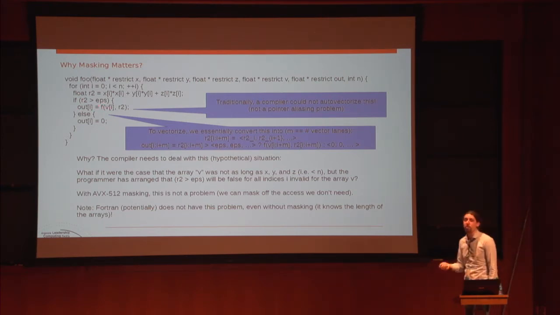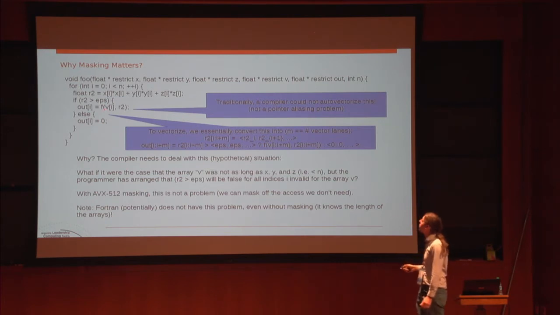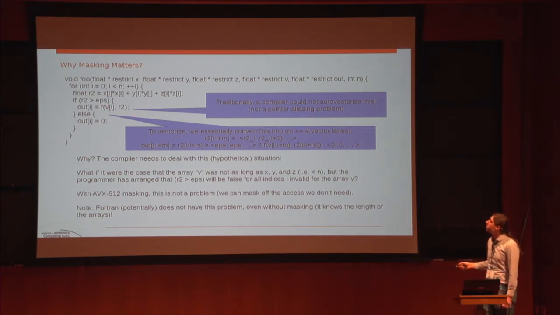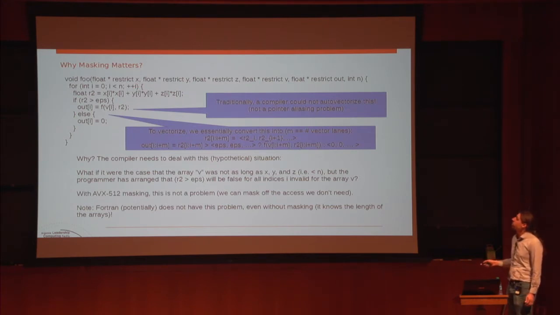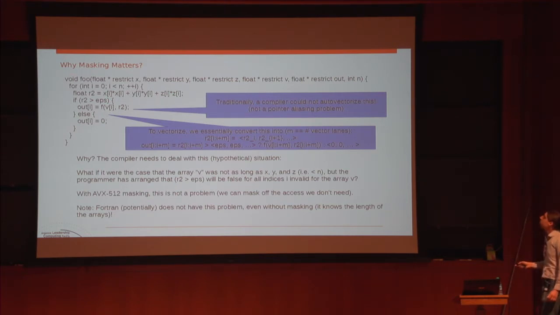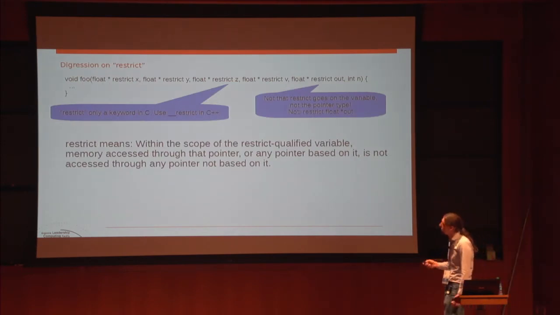And so here's the problem you'd end up with. Hypothetically speaking, let's say this v array wasn't as long as the other ones. And I just so happened to arrange it so that even though this array wasn't as long as the other ones, for all of the invalid index values for v, it just so happened that x, y, and z were all 0, say. So this condition was always false, and you would never actually dereference any of the illegal values of v. This is the situation that the compiler had to protect against, and this is why it would not vectorize that loop.